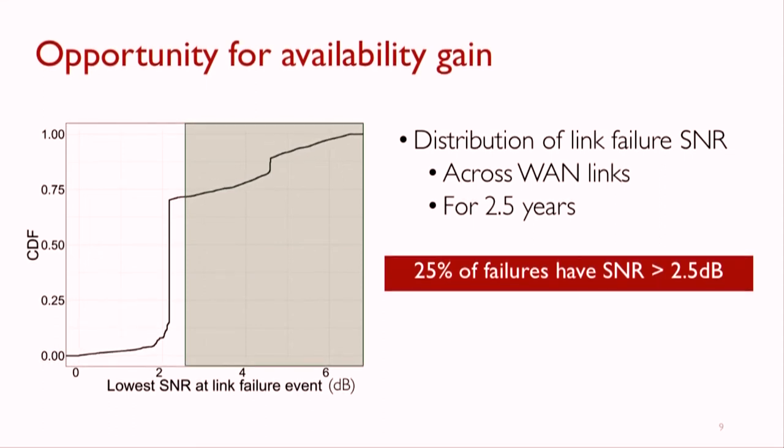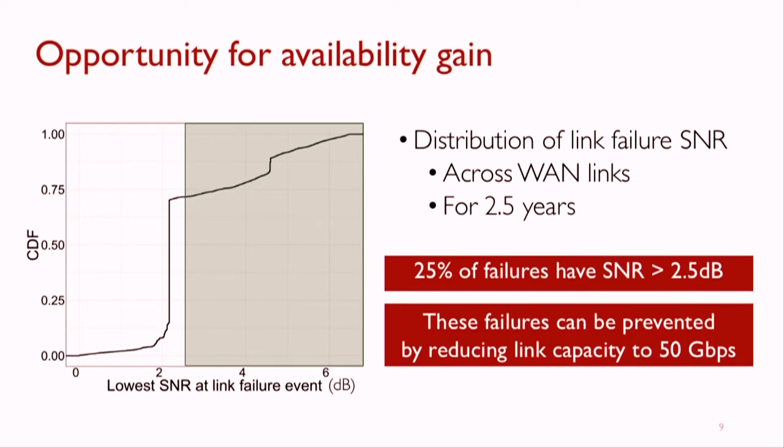So this means that for 25% of failures that we've observed in the last 2.5 years, the failure SNR was above 2.5 dB, meaning these failures could have been prevented if I had the capability of reducing the link's capacity to 50 gigabits per second. So I think at this point I've made a case that we are leaving a lot of capacity and availability on the table by operating with these static thresholds.